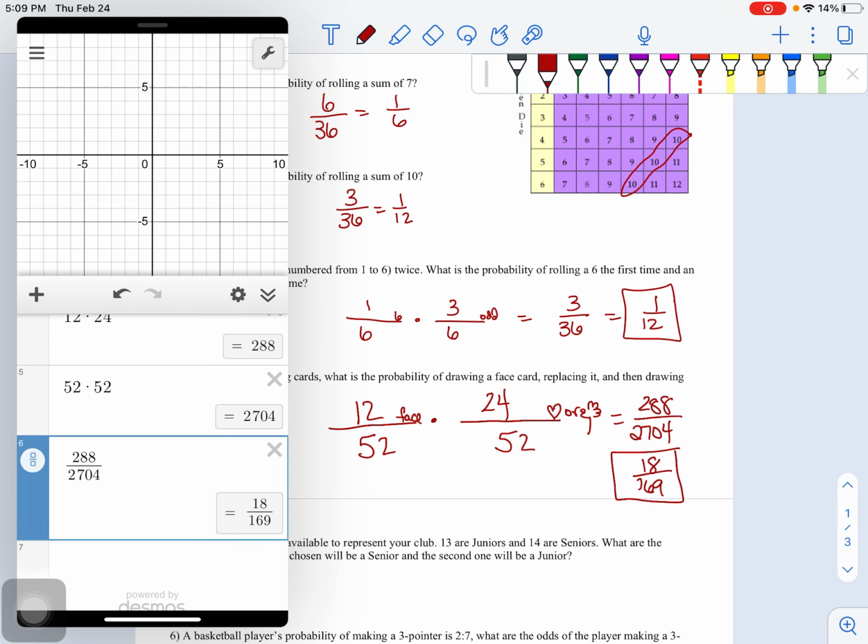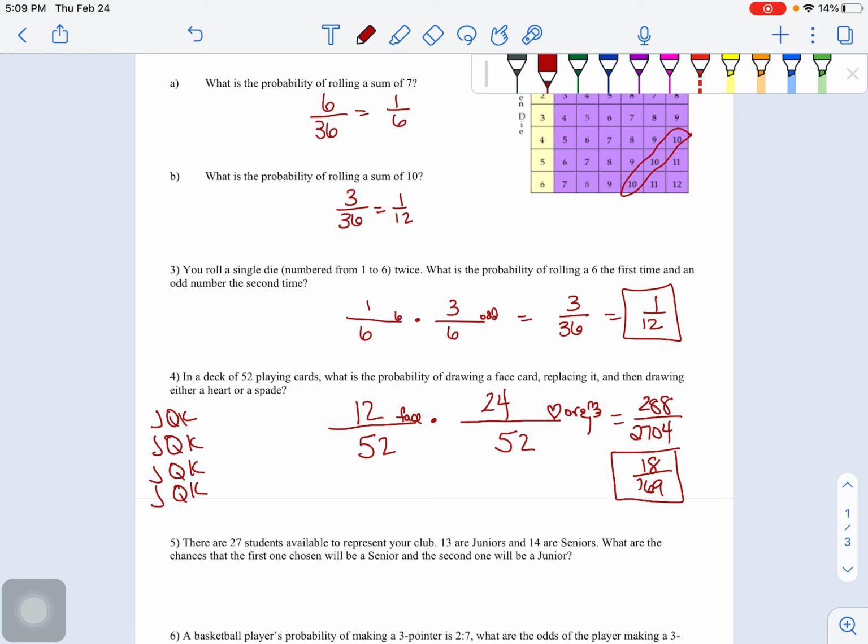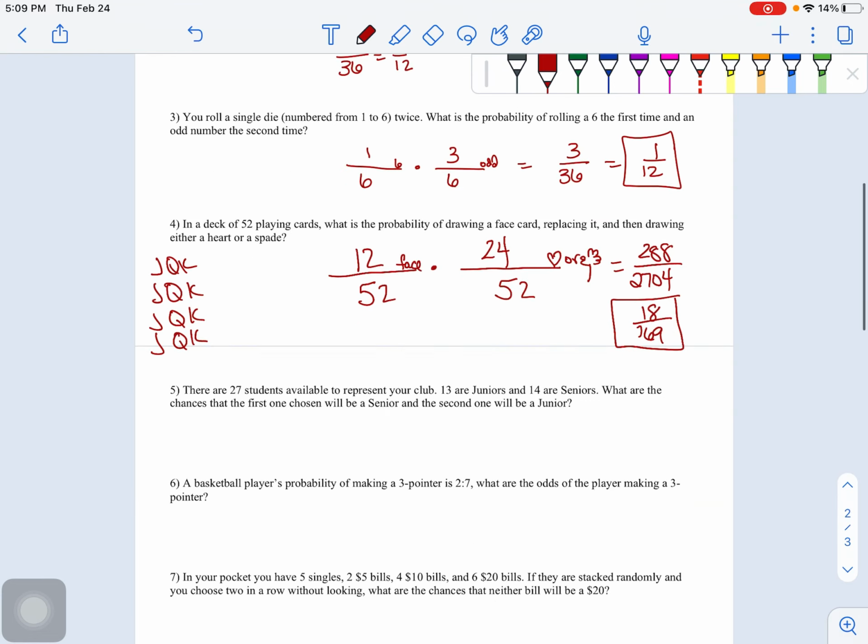I won't go too crazy with the card problems on the quiz because not a lot of people are familiar with all the cards, so that is nothing to worry about.